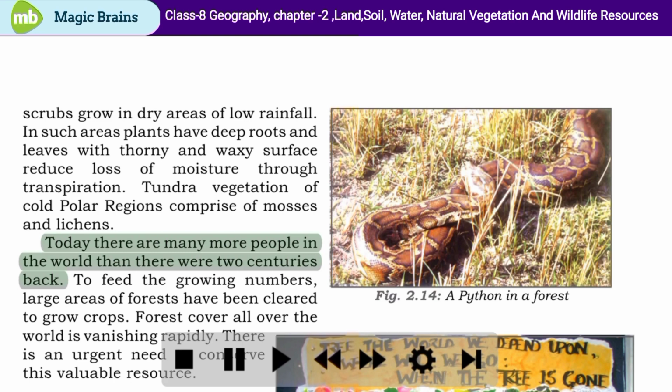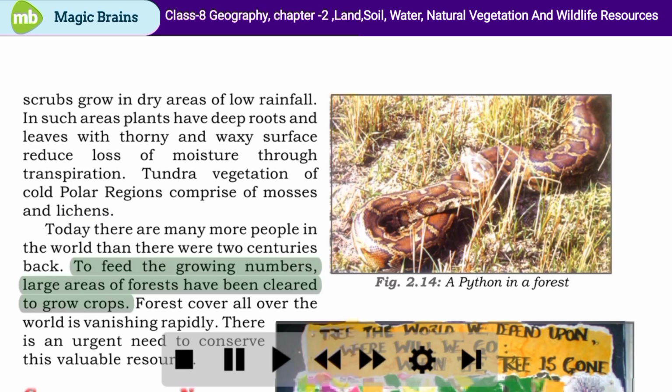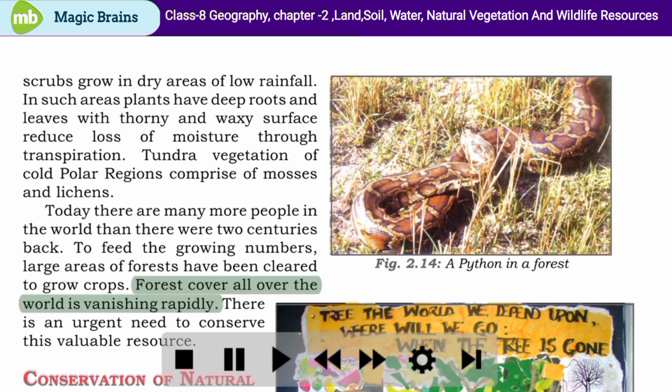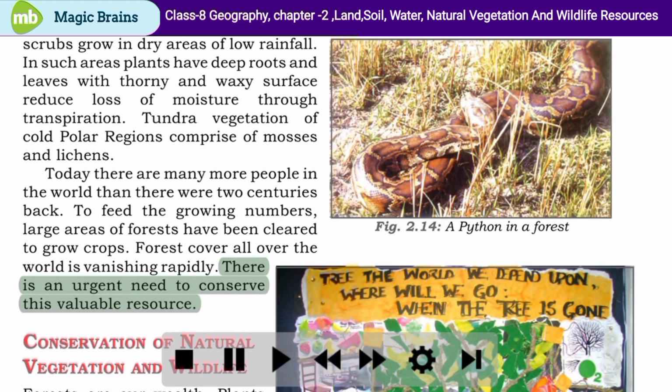Today, there are many more people in the world than there were 2 centuries back. To feed the growing numbers, large areas of forests have been cleared to grow crops. Forest cover all over the world is vanishing rapidly. There is an urgent need to conserve this valuable resource.